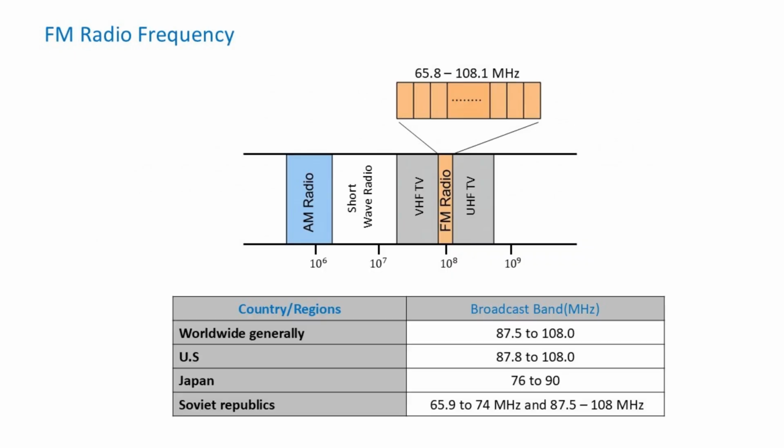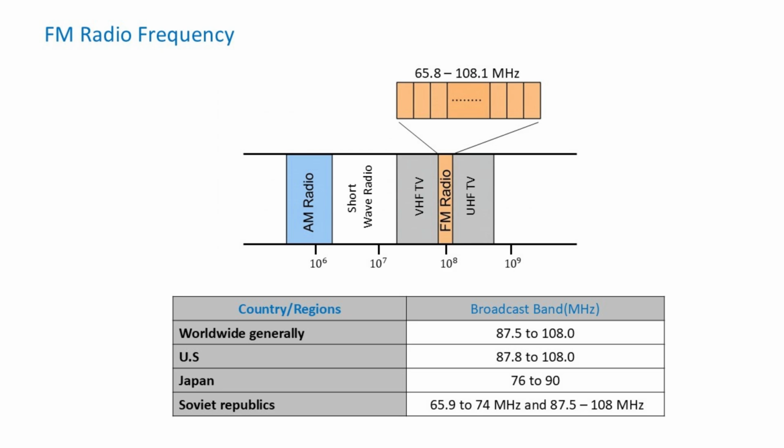FM radio operates in the VHF band, but the exact frequency range depends on the region. In most of the world, including Europe, the FM broadcast band is from 87.5 to 108 MHz. This is the standard range used by modern FM radio stations.